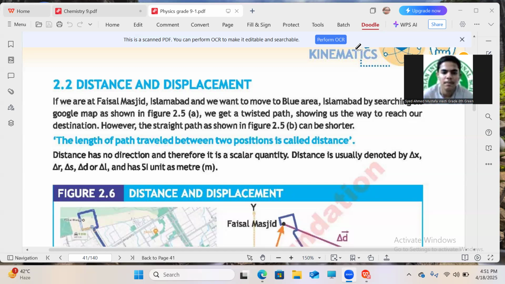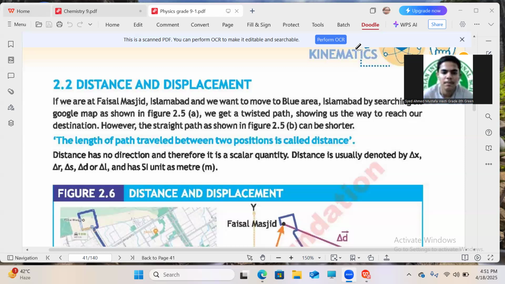As we know well, the SI unit of distance is meter. It can also be measured in centimeter. It can also be measured in kilometer. And for very small distances, we can use millimeter for the measurement. Understand that? So that was distance.